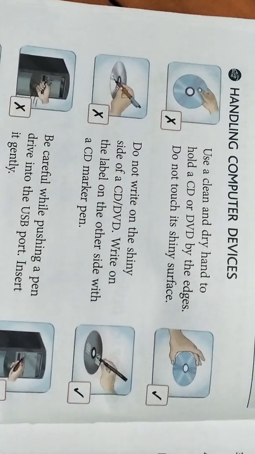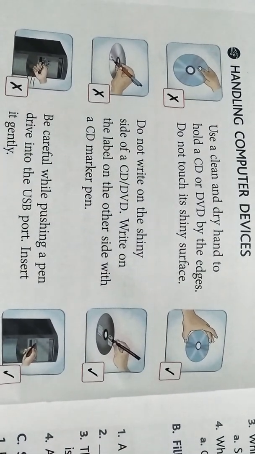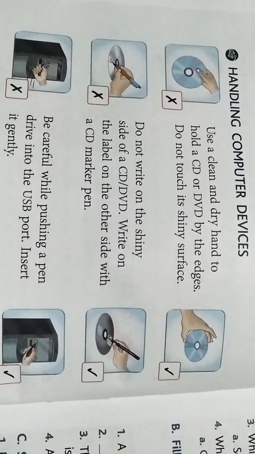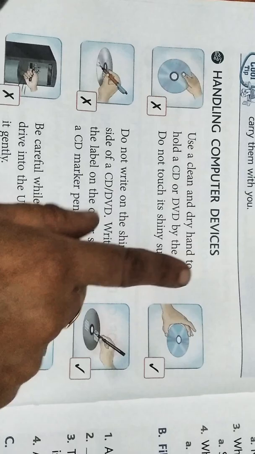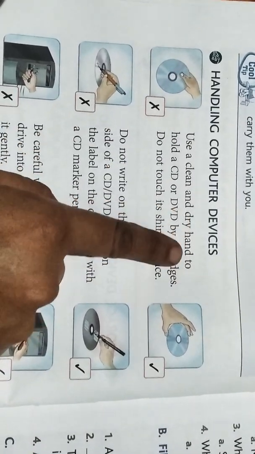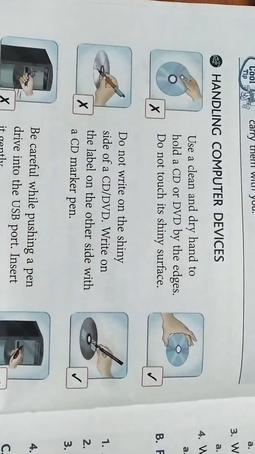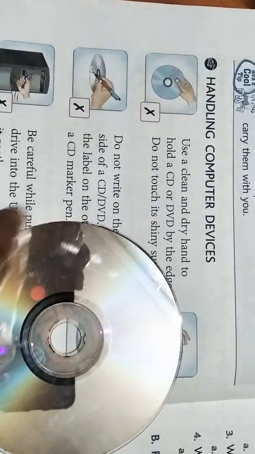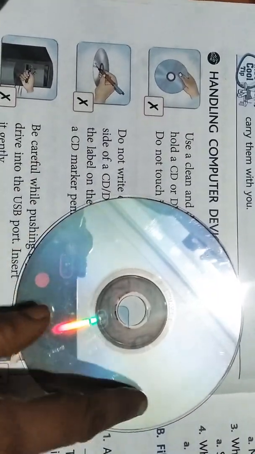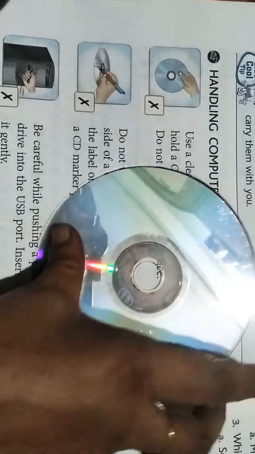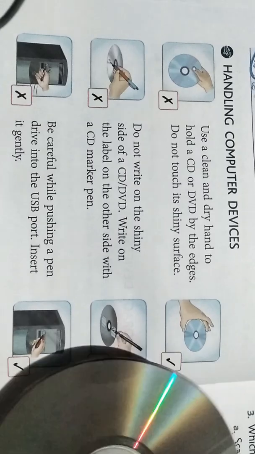So how will you handle this CD, DVD and pen drive? You must be careful while using it. Use a clean and dry hand to hold the CD and DVD by the edges. Do not touch its shiny surface. ये जो इसका shiny surface है, इसको नहीं टच करना चाहिए, नहीं तो इसका जो रीडिंग सिस्टम है, वो ख़राब हो जाएगा. It cannot be read then by the CPU, by the system.